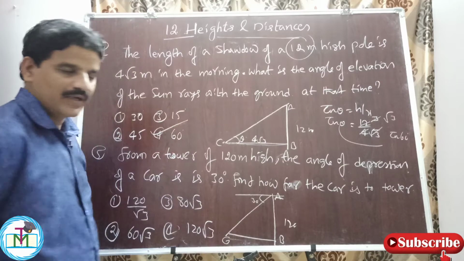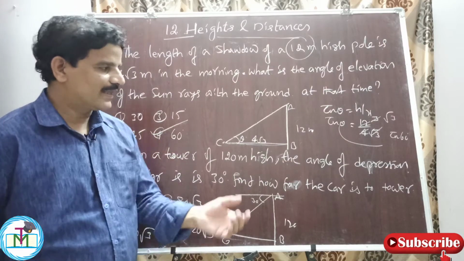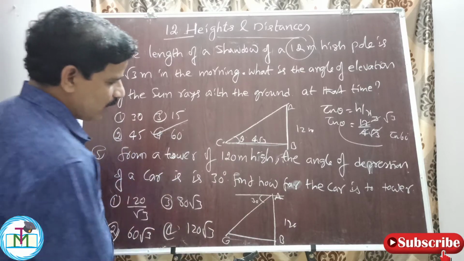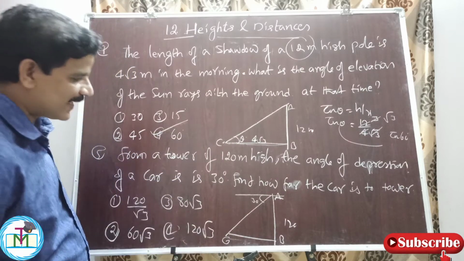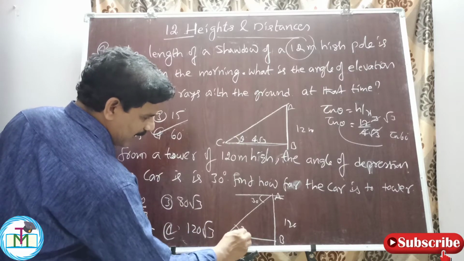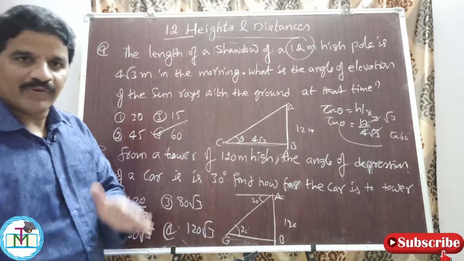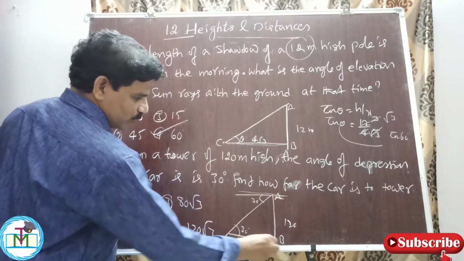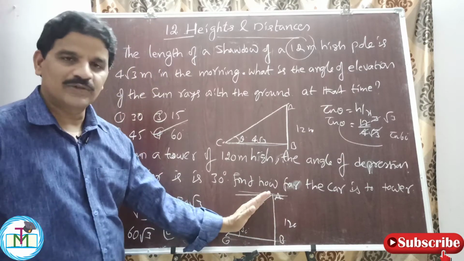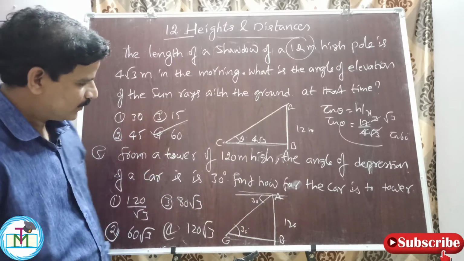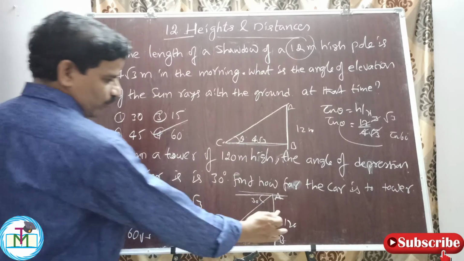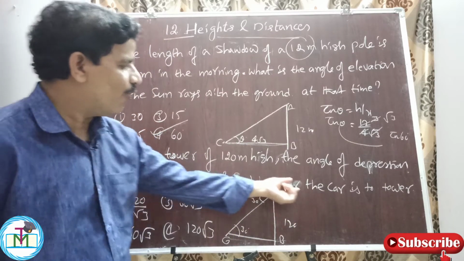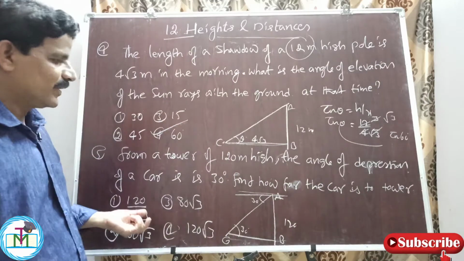While defining depression, I said the angle of depression always lies outside the triangle. Now, due to alternate interior angles being equal, this 30 degrees becomes the angle of elevation. The angle of elevation is always equal to the angle of depression whenever these two lines are parallel, with this being the transversal line. So now I have a 120 meters height tower. I want to find how far the car is from the tower.